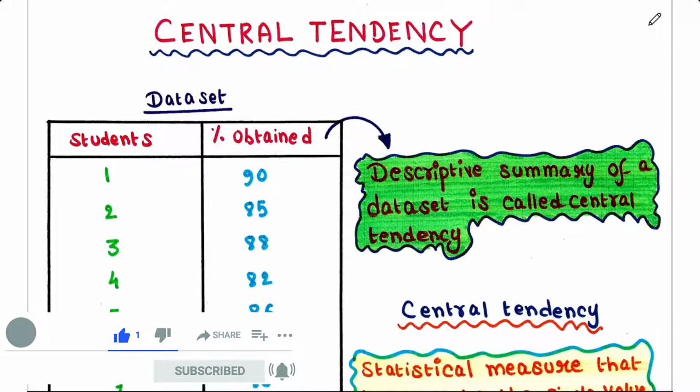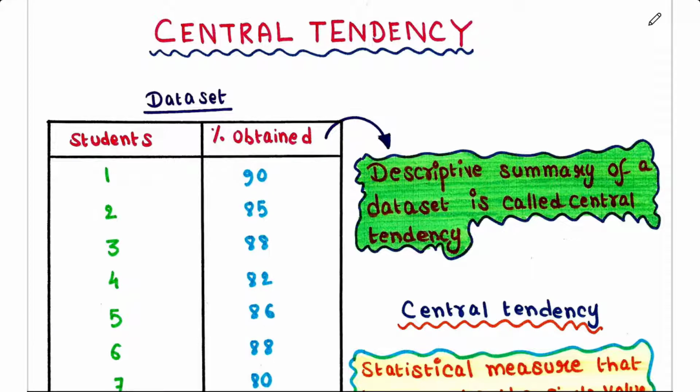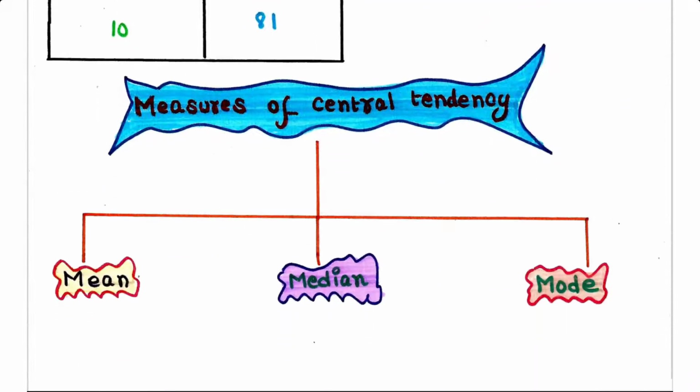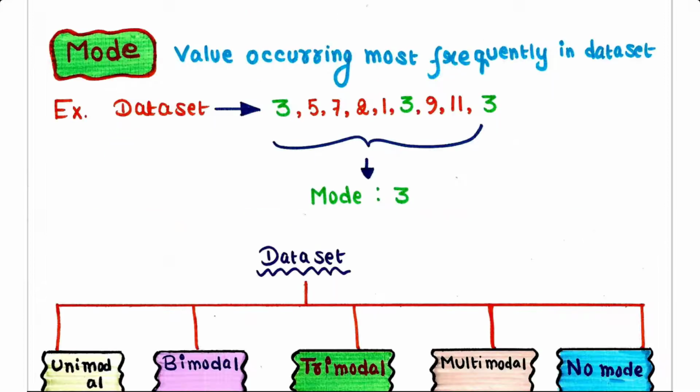In the previous lecture of our Biostat lecture series, we talked about central tendency, and we saw that central tendency can be measured in three ways: mean, median and mode. We have already talked about mean and median. Let's see what mode is. Mode is the value occurring most frequently in the data set.